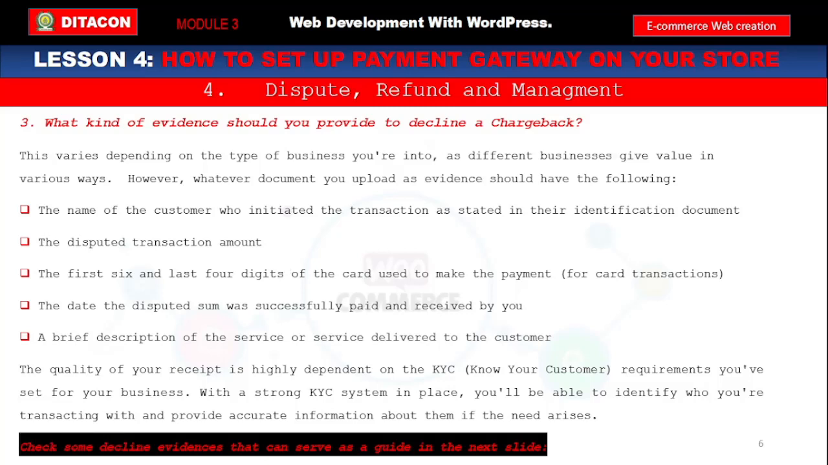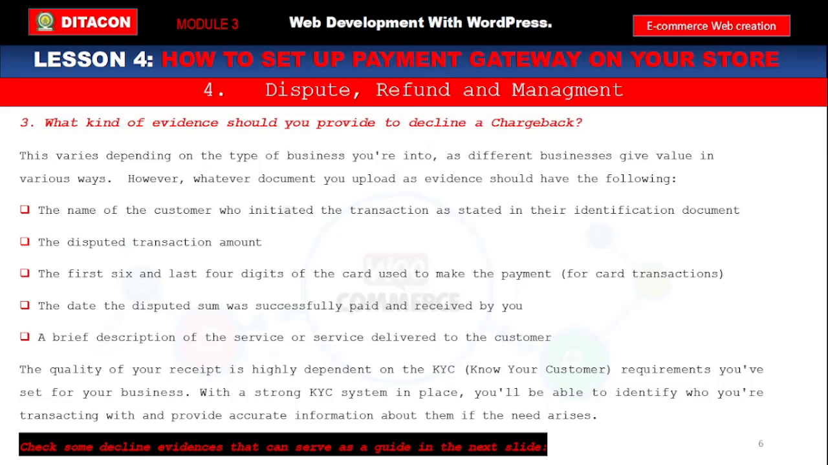Then thirdly, the first six and the last four digits of the card used to make the payment, for a card transaction. If it is a card transaction, you should be able to present the card. And at this junction, I want you to understand that you are not writing, you are not typing anything and sending it, because you can type anything you like. So you have to present the copy of the receipt that the customer received when he was making the transaction on your platform.